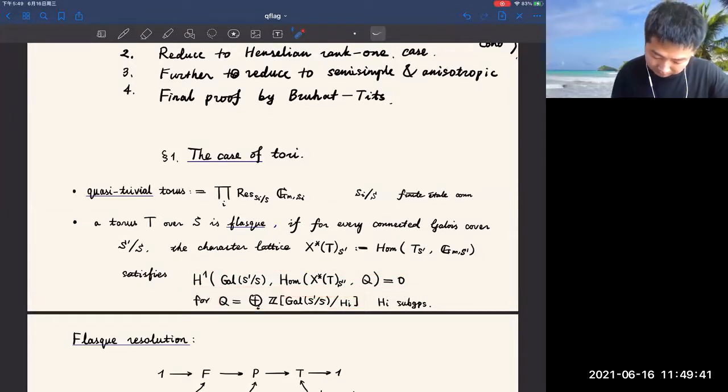So here, this is the Galois group, and this is the relative character lattice, and Q is of this form: the direct sum of the modules generated by cosets. Here, H_i are just the subgroups of the Galois group. So this is the definition of flasque and quasi-trivial torus.